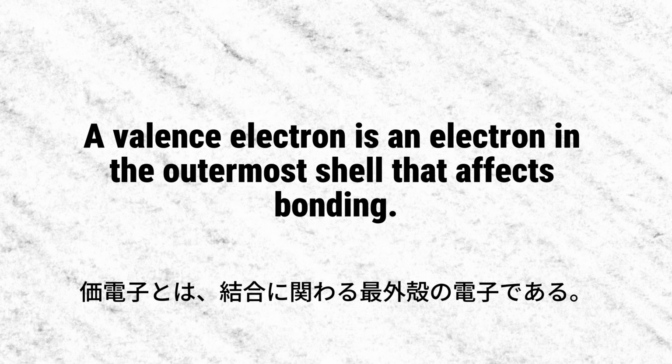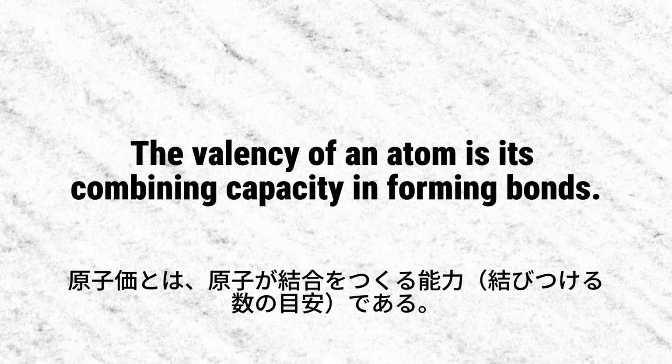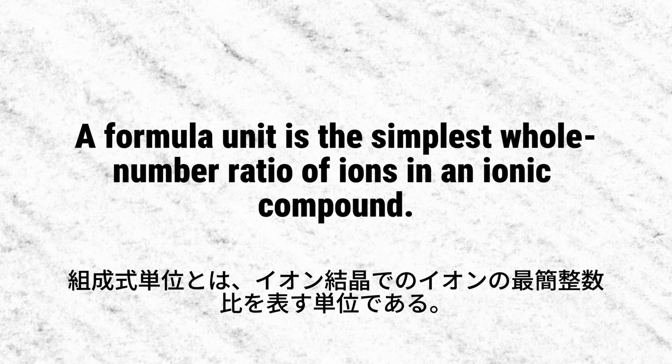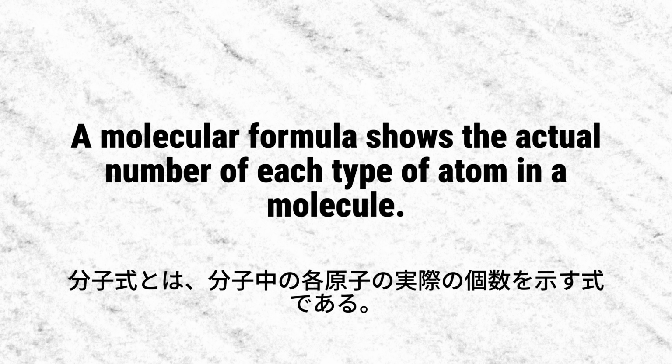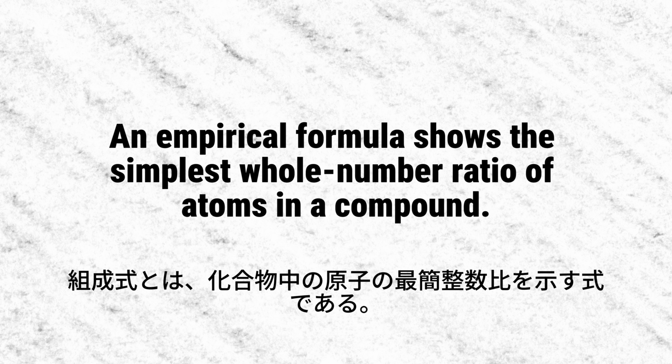A valence electron is an electron in the outermost shell that affects bonding. The valency of an atom is its combining capacity in forming bonds. A formula unit is the simplest whole number ratio of ions in an ionic compound. A molecular formula shows the actual number of each type of atom in a molecule. An empirical formula shows the simplest whole number ratio of atoms in a compound.